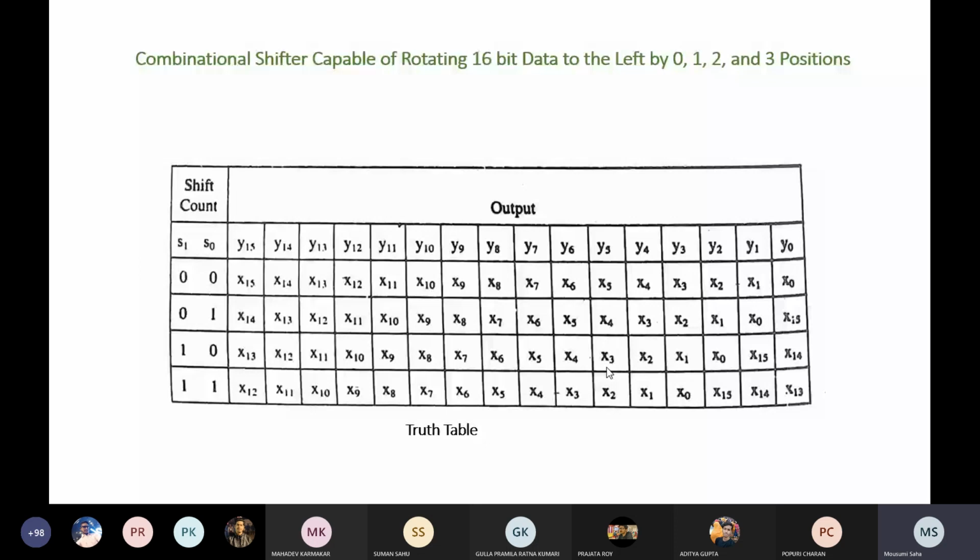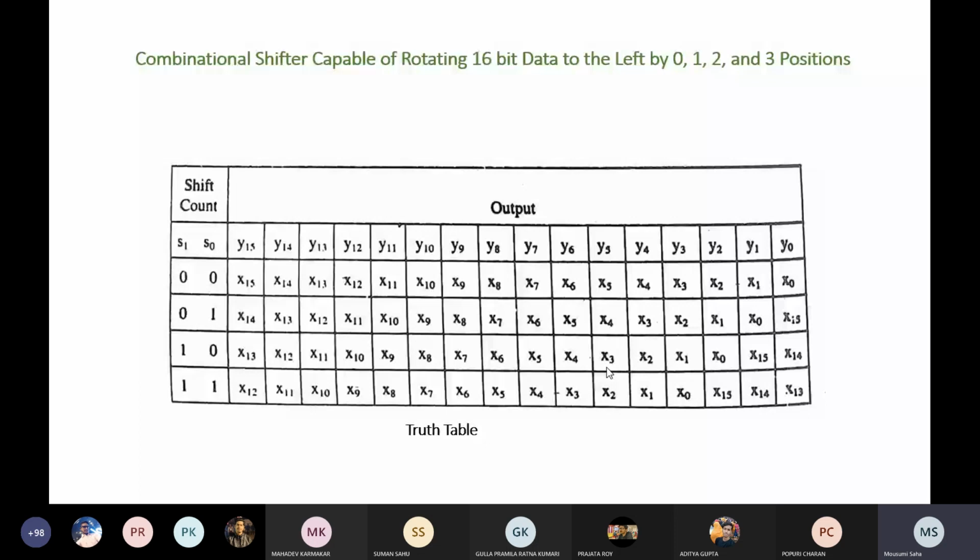Now, for the 1, 0, what will happen? You want to do the 2 times rotate to the left. So at that moment, y1 and y0 will be filled with x15 and x14. In this way, for the 1, 1 case, when you again want to shift to the left, y3 will be x0. At that moment, y2, y1, y0 will be filled with your x15, x14, and x13. So this is the truth table. Now, based on this truth table, easily you can connect the lines.